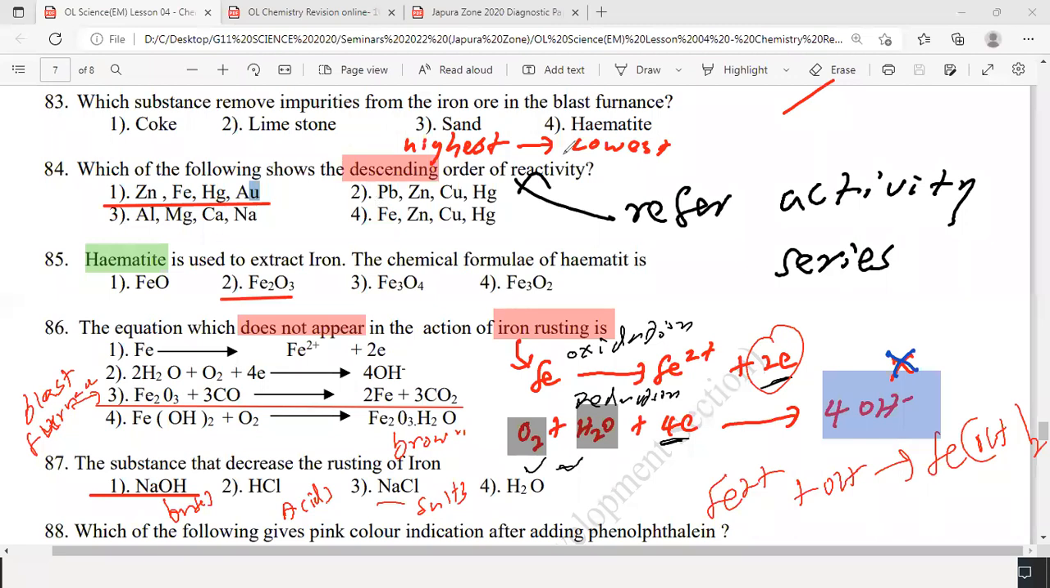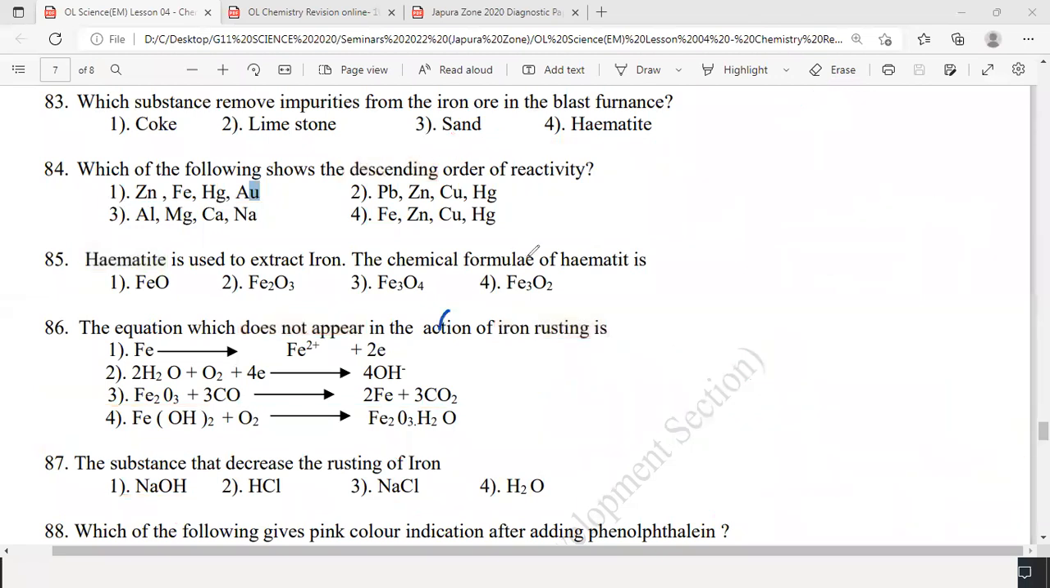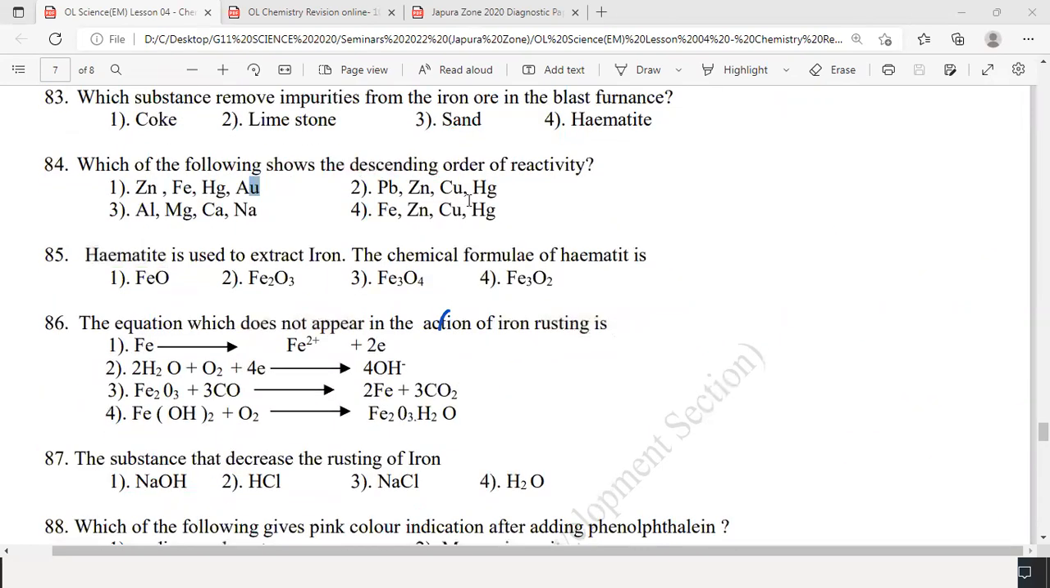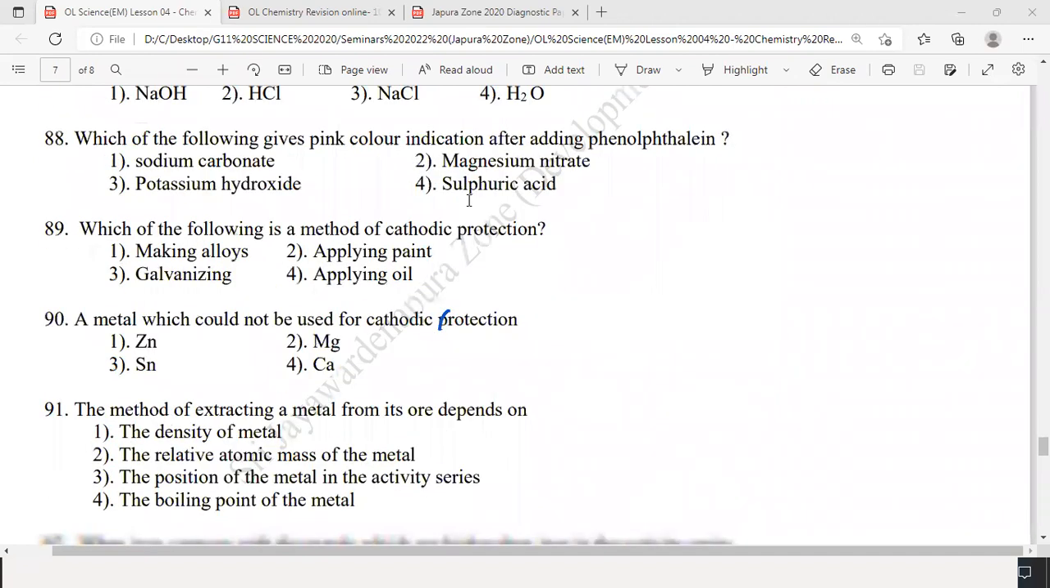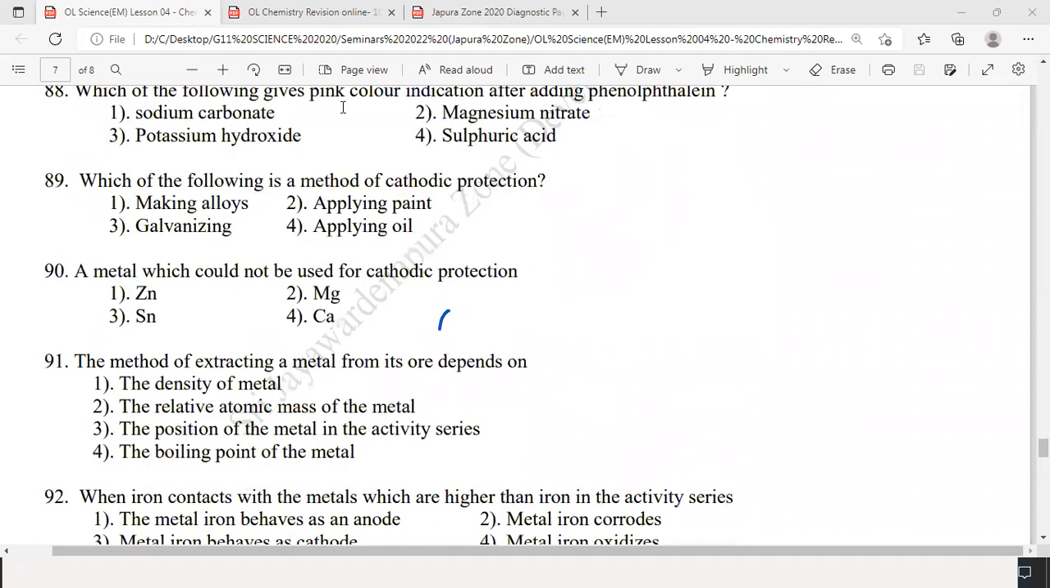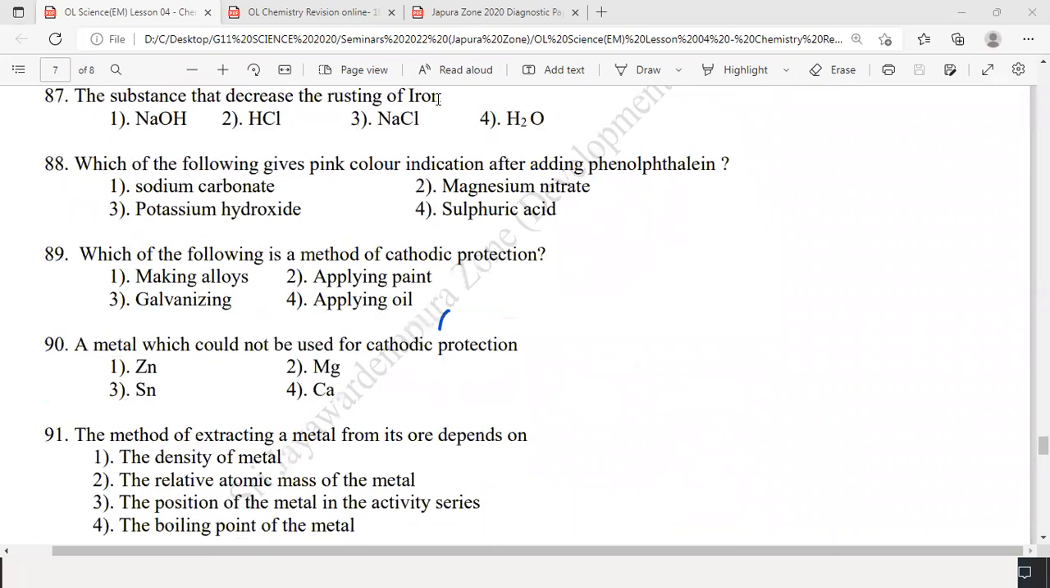Right. Question number 88. I'll read the screen. Which of the following gives pink indication after adding phenolphthalein? Yes, any volunteers who can give me the answer for 88? Phenolphthalein is an indicator, Grade 11 chapter 7.